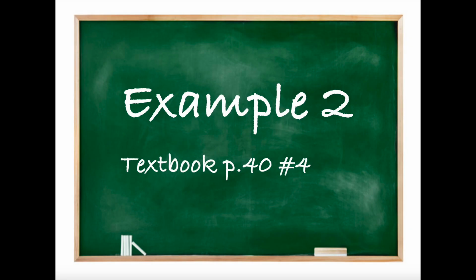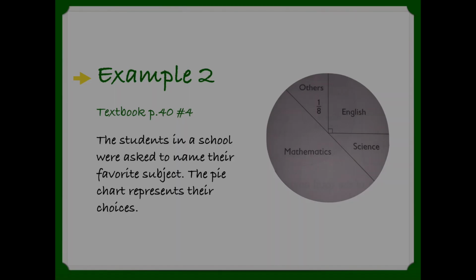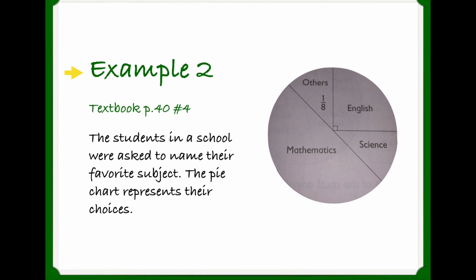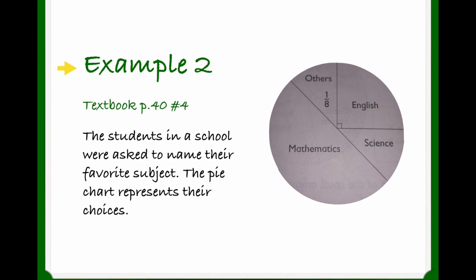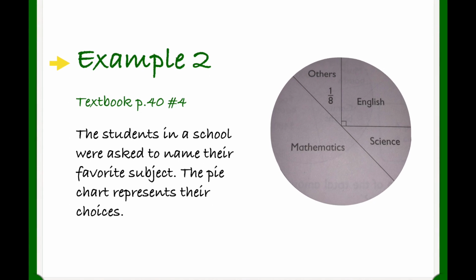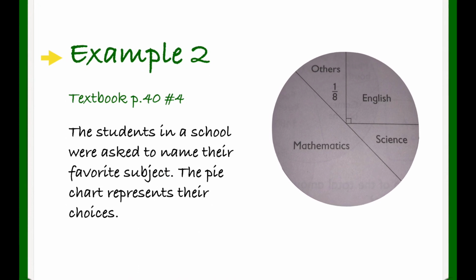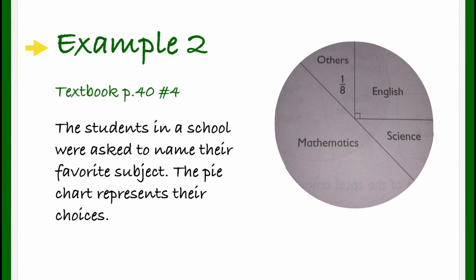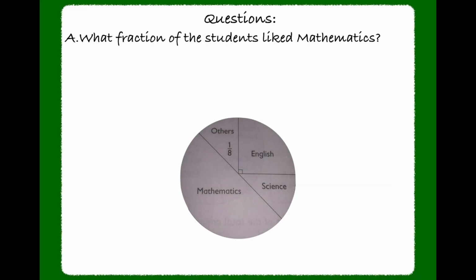Example 2. Textbook page 40, number 4. The students in a school were asked to name their favorite subject. The pie chart represents their choices. Some of the favorites were English, some were science, some were mathematics, and the rest were other subjects. What fraction of the students liked mathematics?